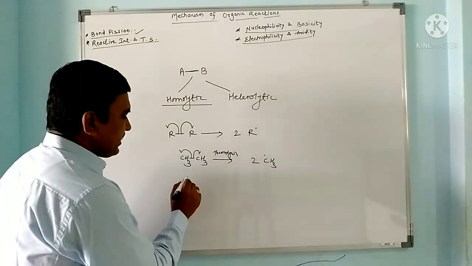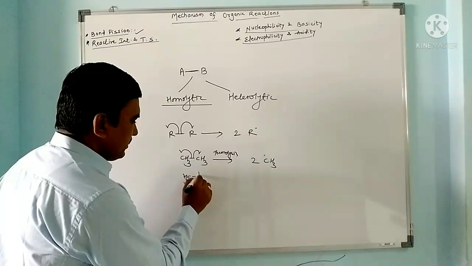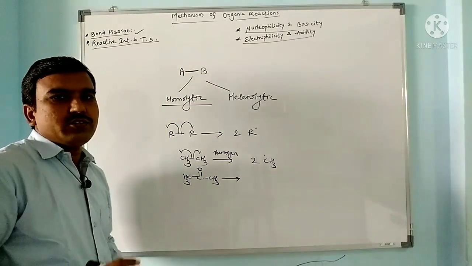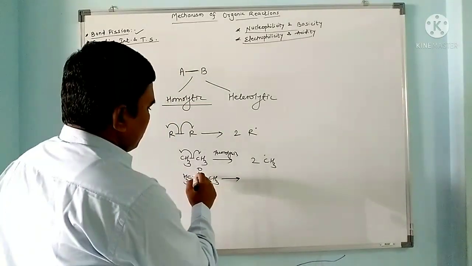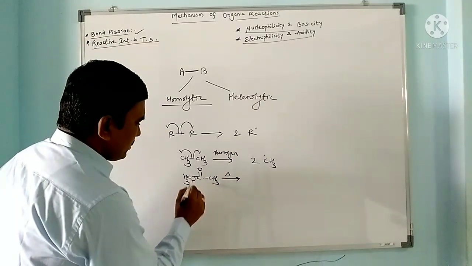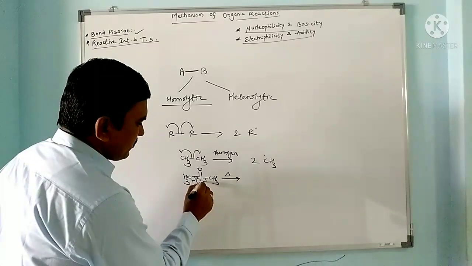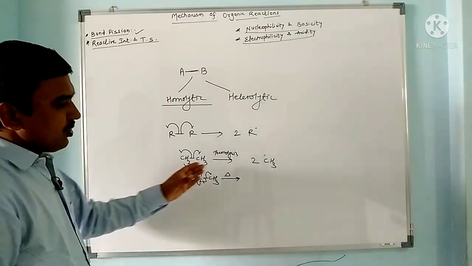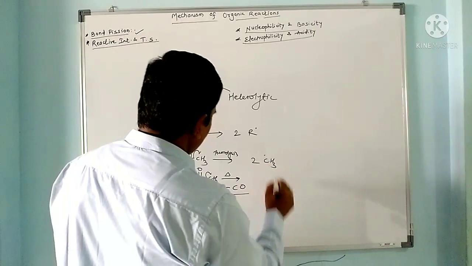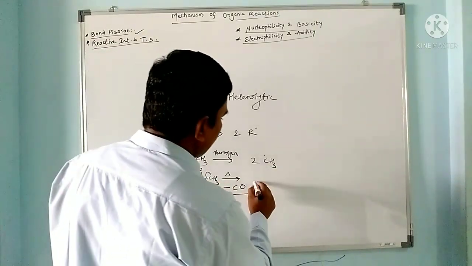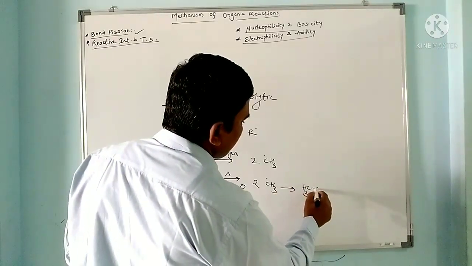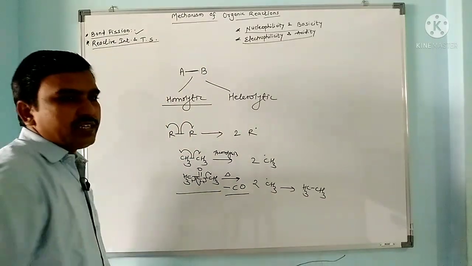If I have an example such as acetone, CH3-C=O-CH3, when this acetone undergoes homolysis at high temperature, then this one electron goes to this atom, this electron goes to this atom, and this electron goes to this atom. So due to loss of carbon monoxide, minus CO, we get 2 methyl radicals. Both the methyl radicals combine, so 2 CH3 radicals combine and we get an ethane molecule. This is also a photochemical reaction.